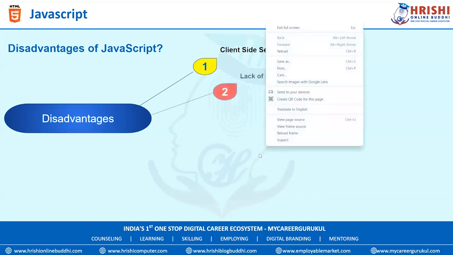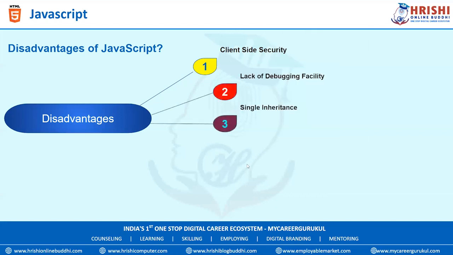The next disadvantage is lack of debugging facilities. Though some HTML editors support debugging, it is not as efficient as other editors like those for C and C++. Also, as the browser doesn't show any error, it is difficult for the developer to detect the problem.